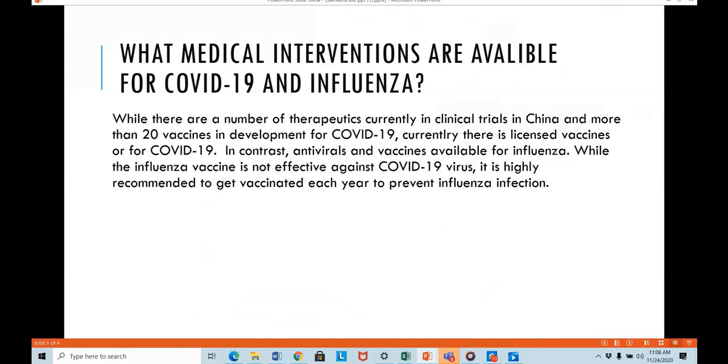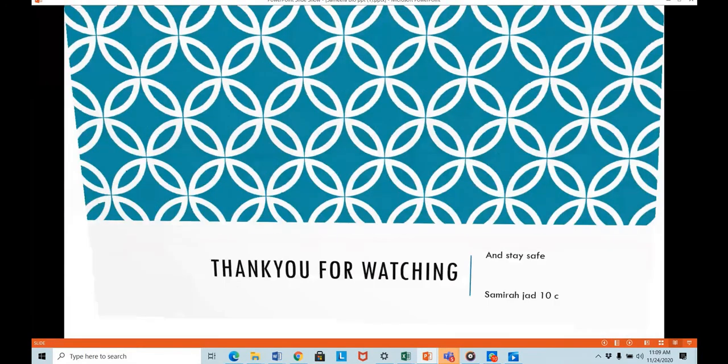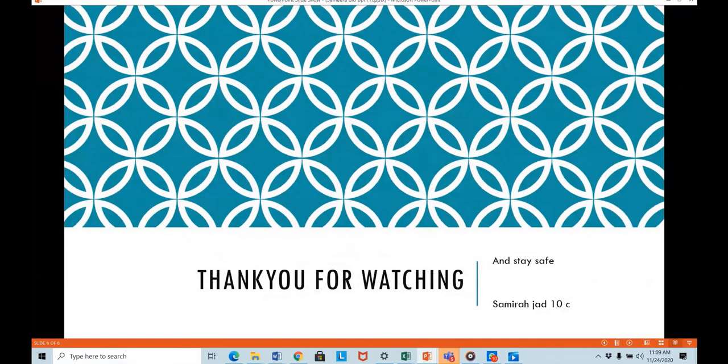What medical interventions are available for COVID-19 and influenza? While a number of vaccines are currently in clinical trials in China and more than 20 vaccines are in development for COVID-19, there is currently no licensed vaccine for COVID-19. In contrast, vaccines are available for influenza. It is highly recommended to get vaccinated each year to prevent influenza infection. Thank you for watching and stay safe.